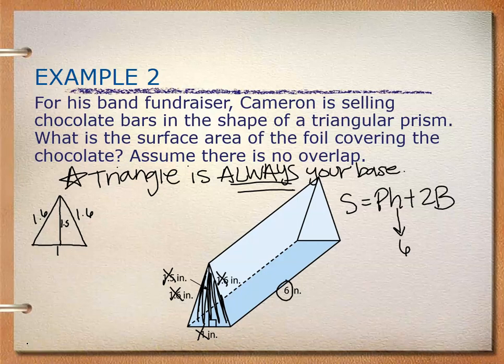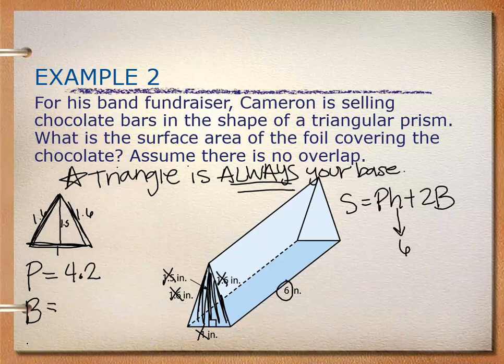So from the base, you have to find the perimeter of the base and the area of the base. So remember, the perimeter is all around. So how many sides does a triangle have? 1, 2, 3. So around. So that means 3 numbers that you're going to add. 1.6 plus 1.6 plus 1, that is 4.2. Okay? Again, big B means area of the base.